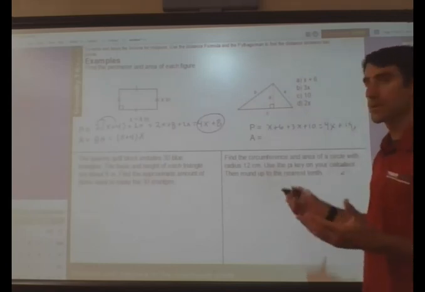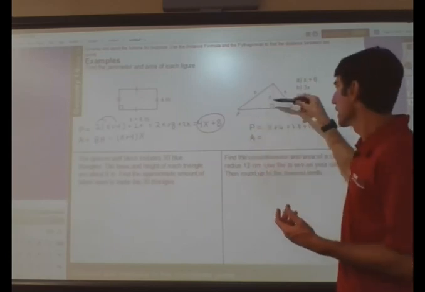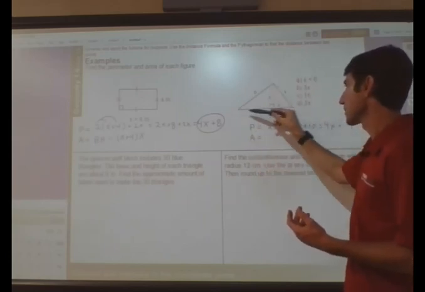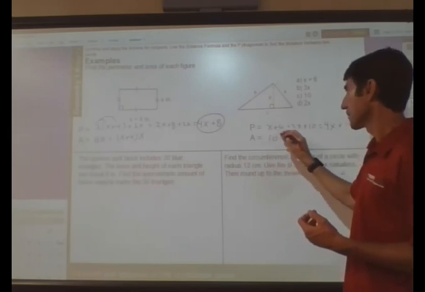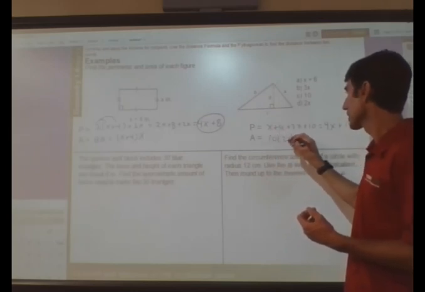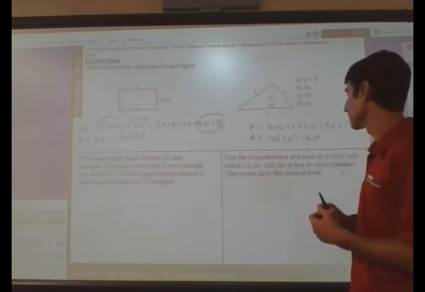For the area, it's going to be base times the height. The base being, in this case, 6, and the height being d. Or sorry, the base being c and the height being d. So we have a base of 10 and a height of 2x. That gives me an area of 20x. All right.